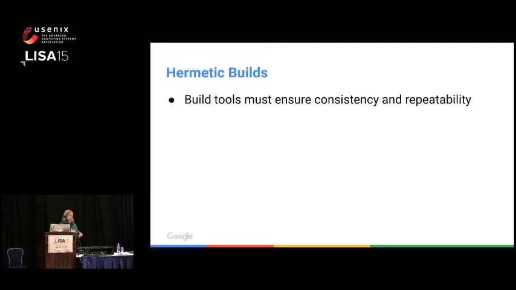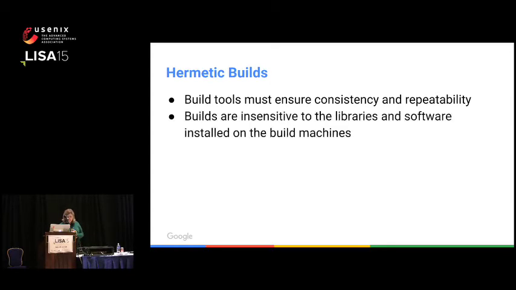So our build tools must ensure consistency and repeatability. If I do a build at a specific revision level from our source code repository, and another person does the same build, we should get identical results, even though we might be building on different machines. That's essential to the way we release software and the way we do things at scale. And I'm going to talk more about this later.